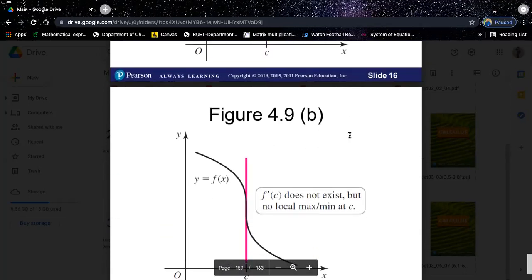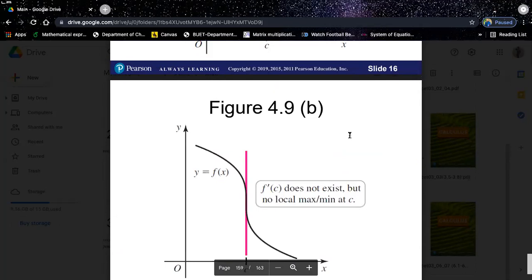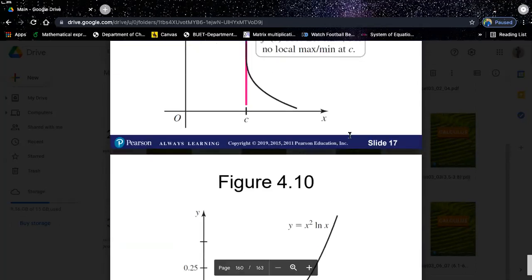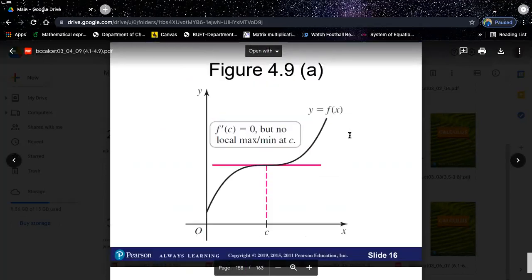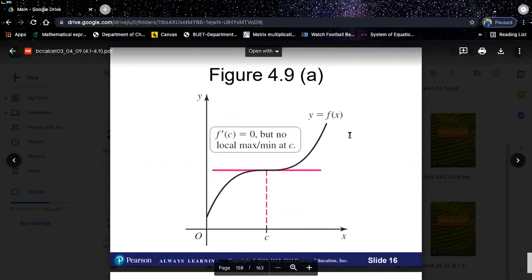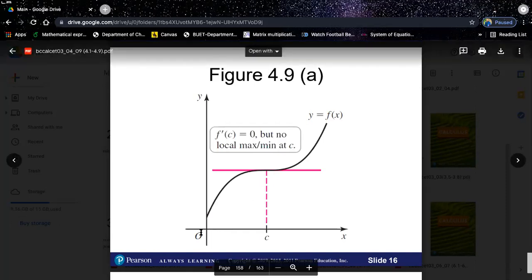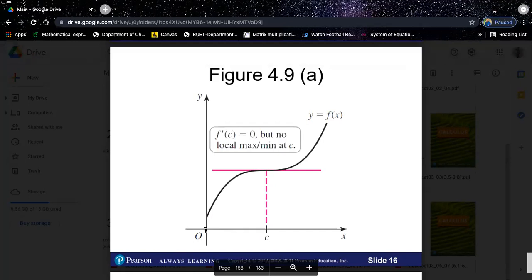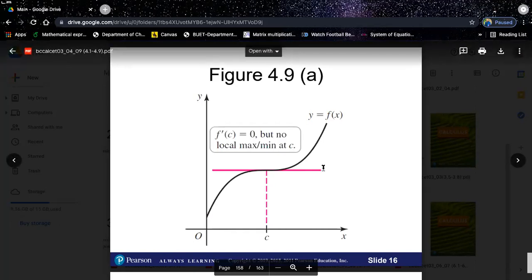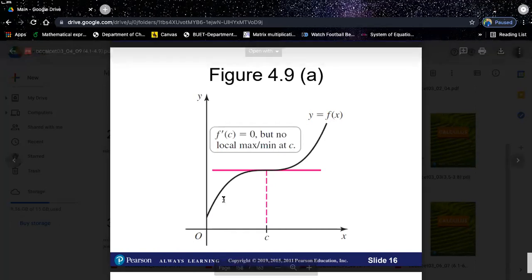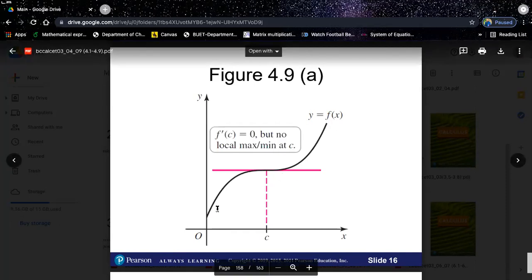Okay, what could be another exceptional case? If you see a graph like this, I guess it looks like the graph of x cubed, although it's not the graph of x cubed, because it would have gone through the origin if it was, but it's quite similar to the graph of x cubed anyway. So let's say you have a graph like this, okay?